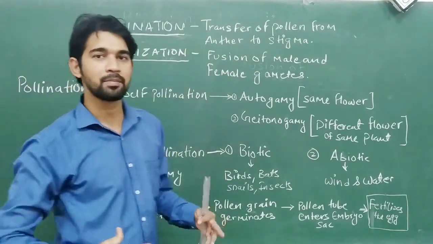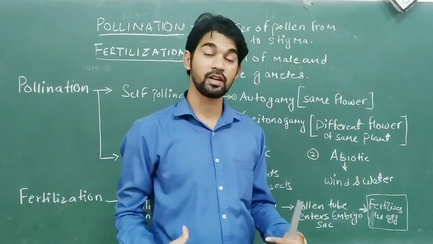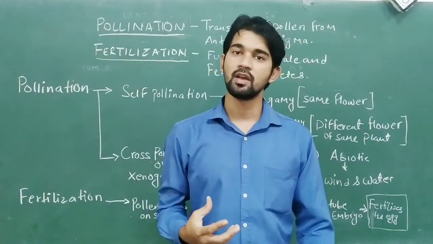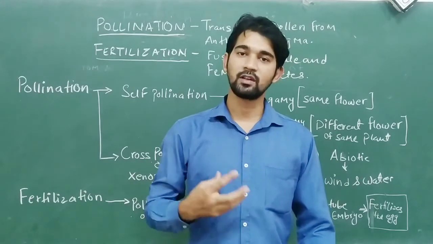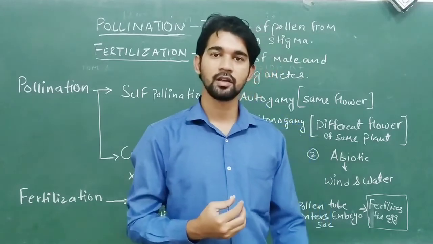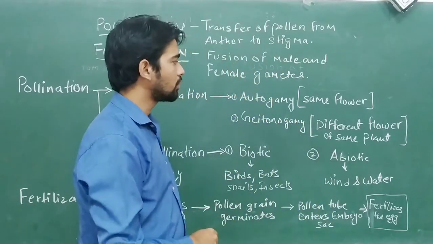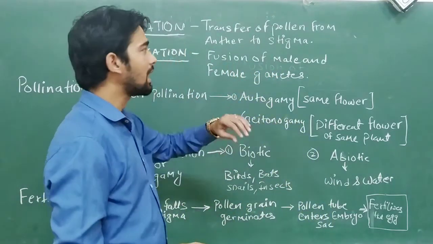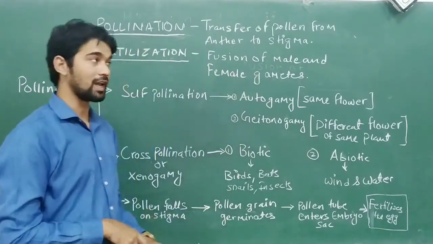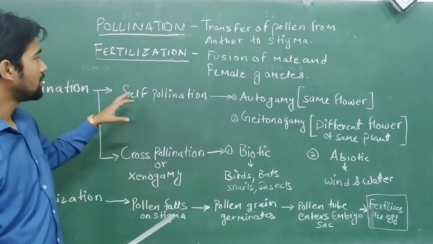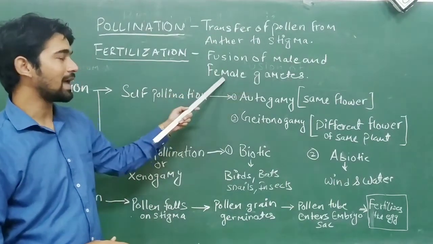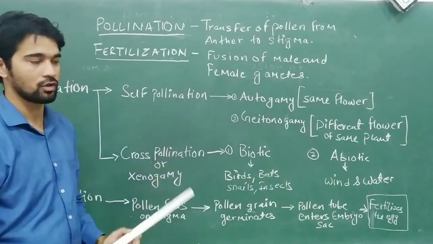So here what happens is, before fertilization, pollination happens, and pollination is a sequence where pollen grains, which are the male sex cells, get released and fall on the stigma, and there fertilization takes place. And fertilization is the fusion of male and female gametes.